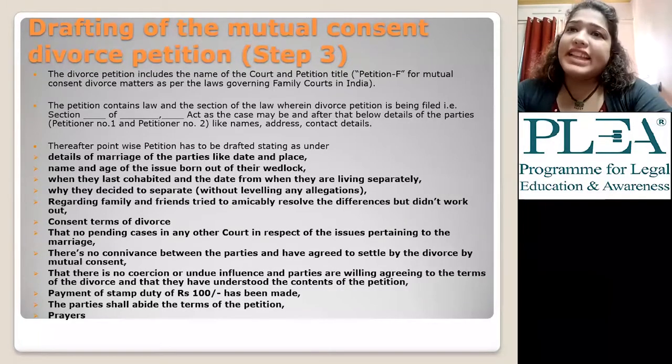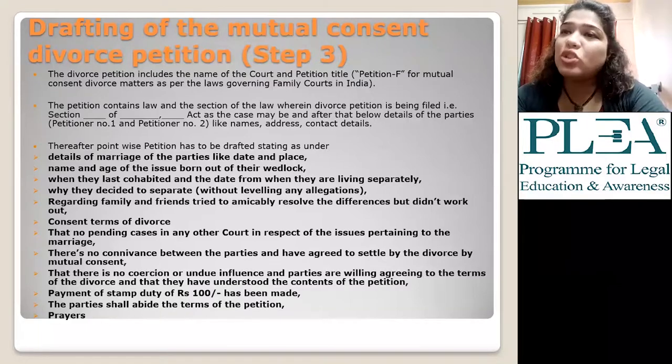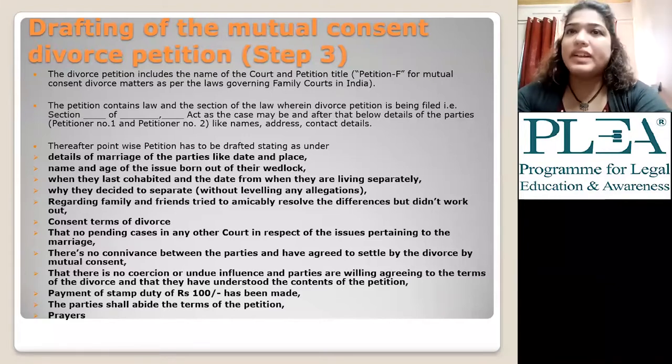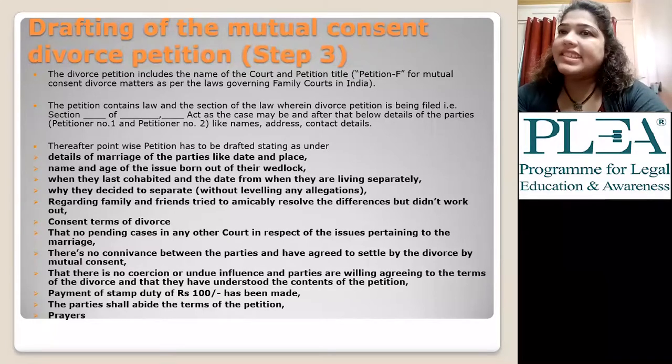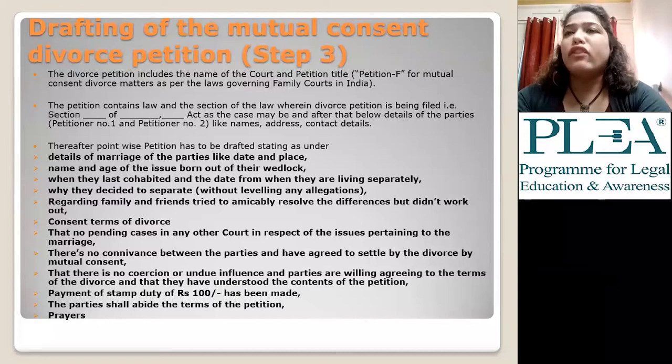After that, as the case may be, the parties in a mutual consent divorce petition are to be called petitioner number 1 and petitioner number 2. So there is no petitioner and respondent, but petitioner number 1 and petitioner number 2. Their names have to be specified properly, and the address of both parties, wherever they are residing, has to be provided. Then contact details like phone number and email may be provided, and a passport size photograph is also required to be affixed.